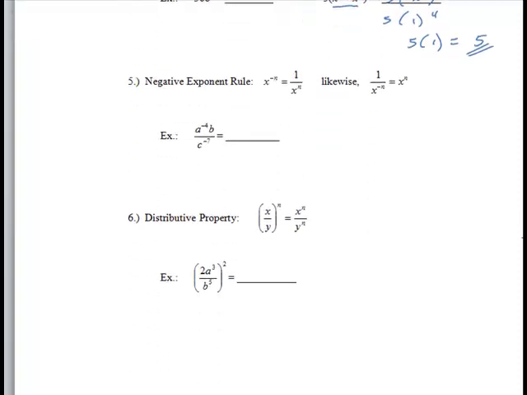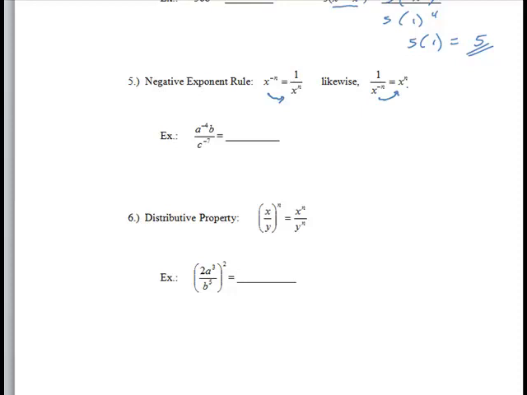The next rule is called the negative exponent rule. We never leave a negative exponent in our final answer. It's not considered simplified. So this rule shows us how to get rid of negative exponents. If you have a factor with a negative exponent in the numerator, you simply move it down to the denominator and that exponent becomes positive. Likewise, if you have a factor with a negative exponent already in the denominator, you move that factor up to the numerator and it becomes positive.